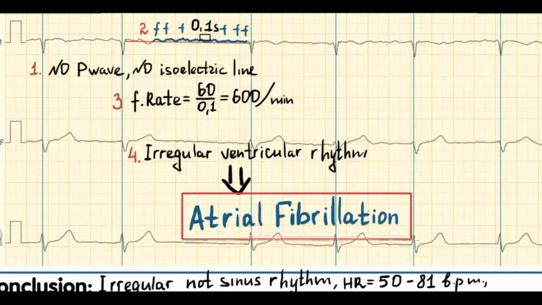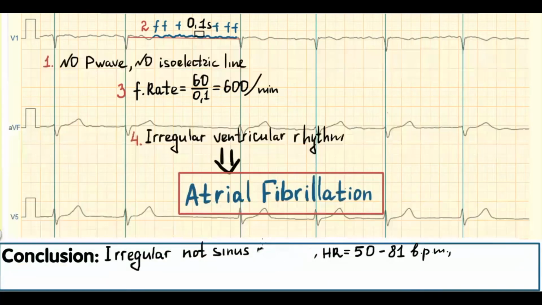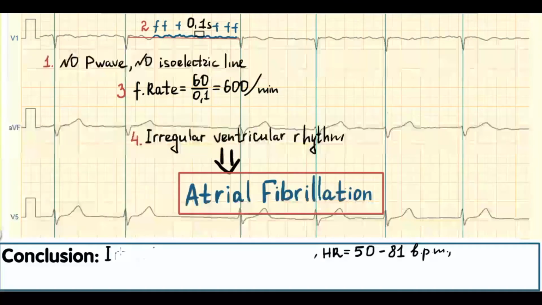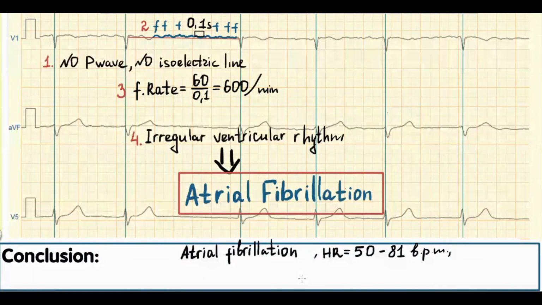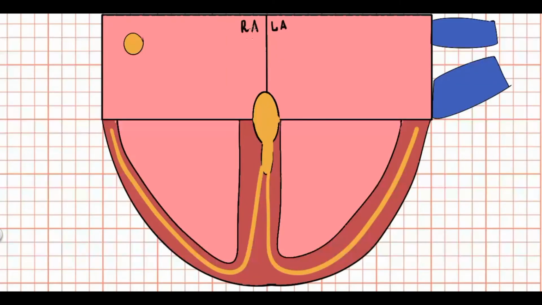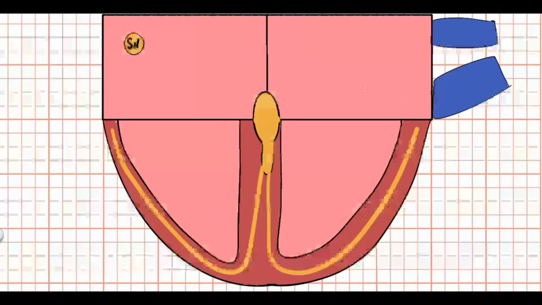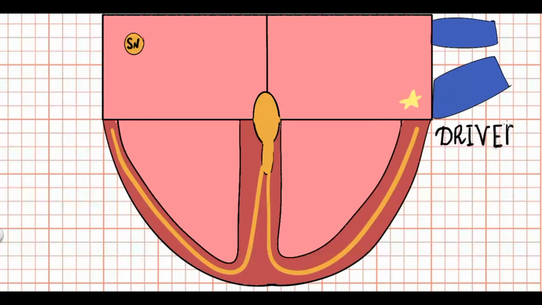Atrial fibrillation is a supraventricular tachyarrhythmia with uncoordinated atrial electrical activation and consequently ineffective atrial contraction. So why does it occur? For understanding the arising and maintaining of atrial fibrillation, we need to describe two things. The first one is the driver. The driver is a small region in the atria that can initiate impulses at a rapid rate that cause the atria to fibrillate.